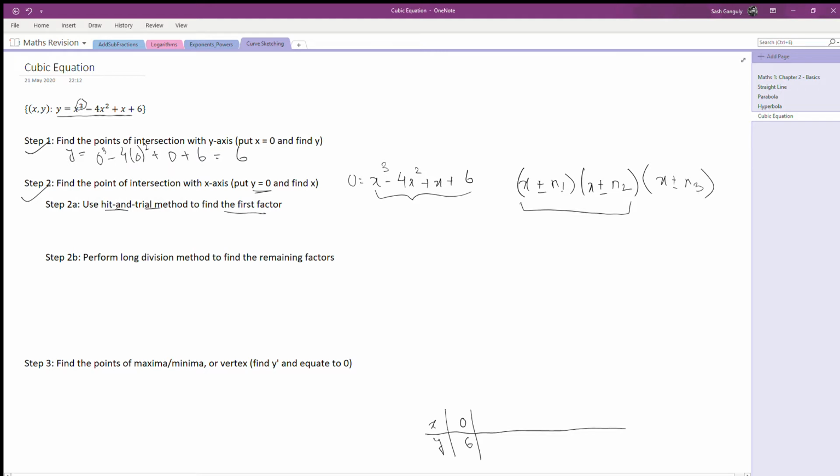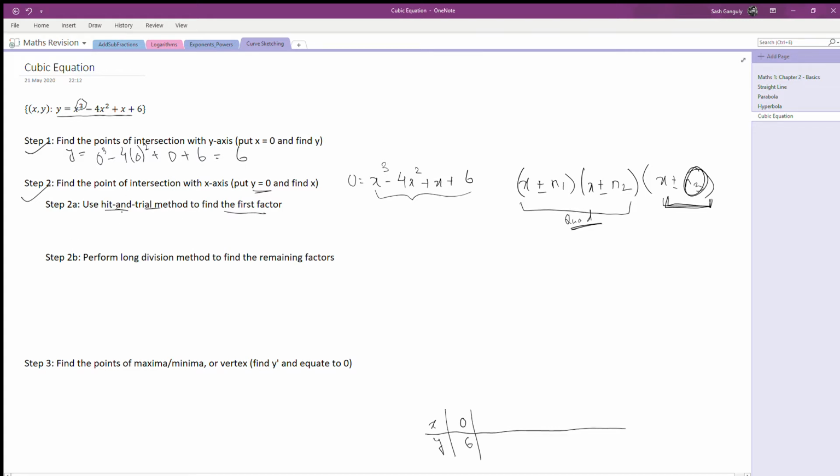So we know how to solve a quadratic. If we could get this x plus or minus n3, then whatever is left will be this quadratic over here, which we are comfortable with solving. So how do we find this x plus or minus n3? We use this method called the hit and trial method to find the first factor.